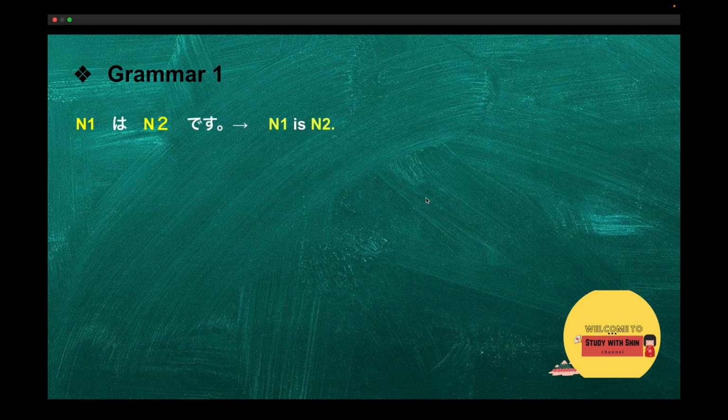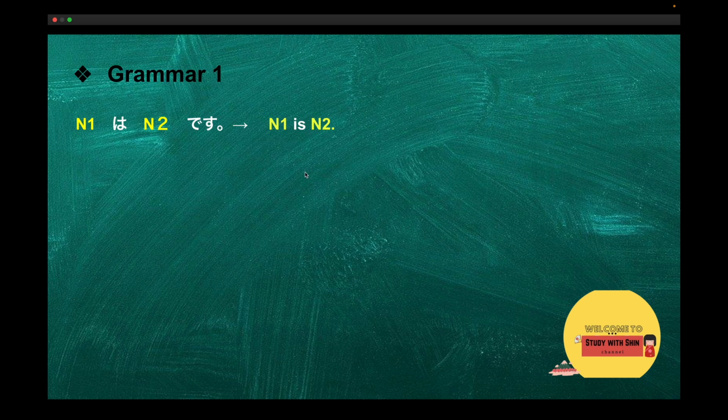So for the first grammar point: noun 1 wa, noun 2 desu. It means noun 1 is noun 2. Here, let's take a look at this wa. If you have already learned hiragana and katakana, then you will ask why ha is pronounced as wa here. Because it is used as a particle. So instead of pronouncing it as ha, you have to pronounce it as wa. Noun 1 wa, noun 2 desu.